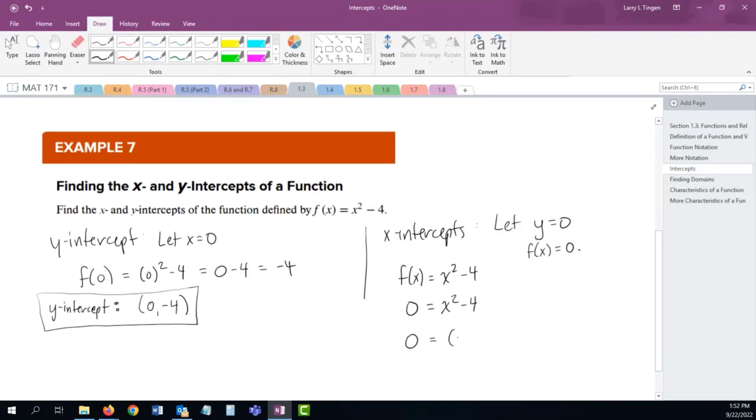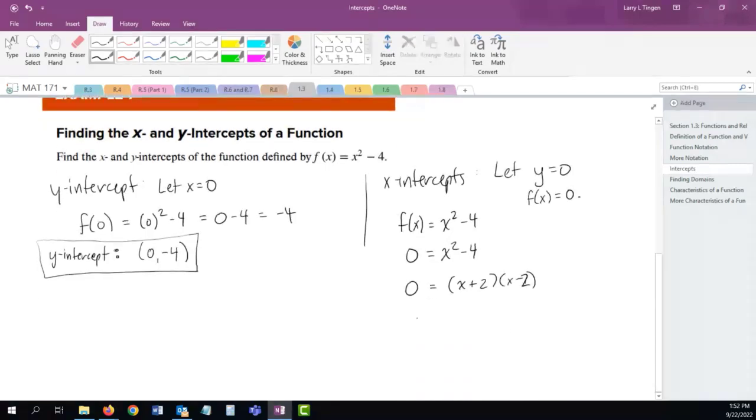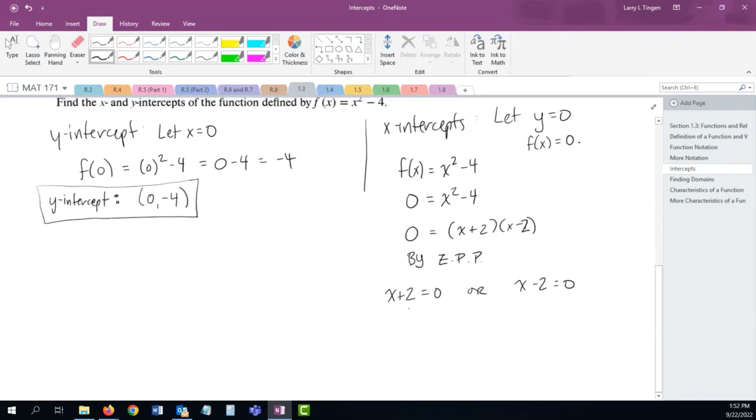What do I have? I have the difference of perfect squares on the right. So that becomes x plus 2 times x minus 2. My favorite principle in the whole world: by the zero product principle, I have two things that multiply to 0. So either x plus 2 is 0 or x minus 2 is 0. If x plus 2 is 0, subtract 2 from both sides, x is negative 2. If x minus 2 is 0, add 2 to both sides, x is 2.